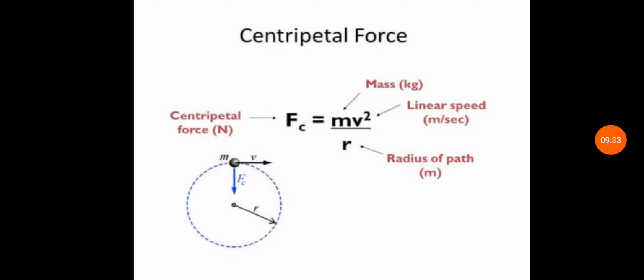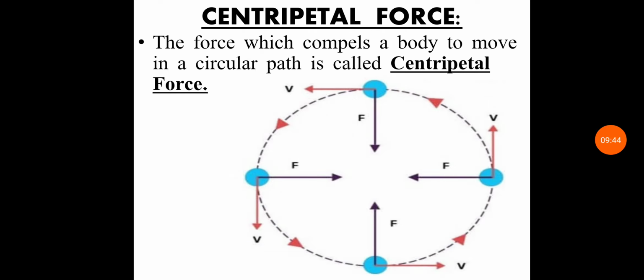Now in the figure, the centripetal force and velocity are perpendicular to each other, and we get a new formula for the centripetal force, that is minus mv squared by r. Now we can define centripetal force as the force which compels a body to move in a circular path. In the figure, the centripetal force is always directed towards the center of the circle, and on the circumference you can see the velocity vector that changes at each and every point, and it moves tangentially.